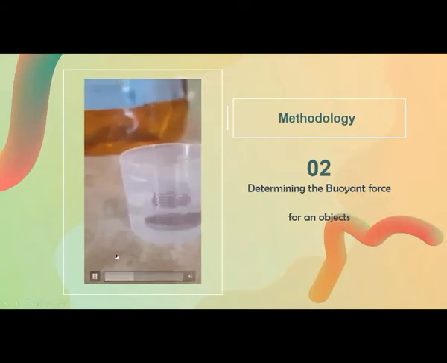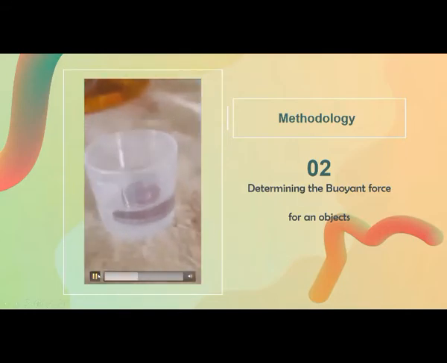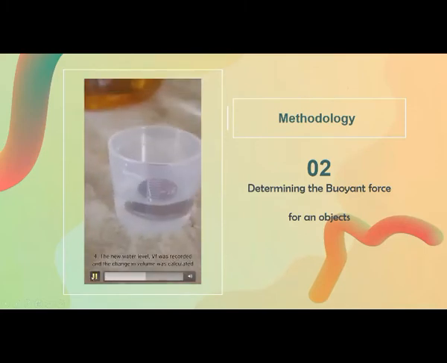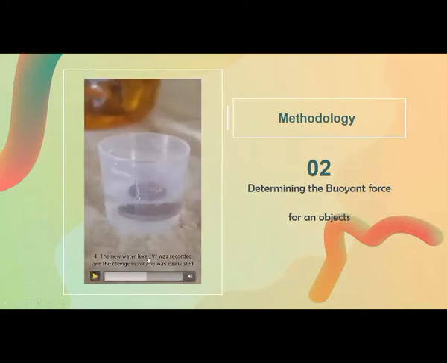And for the fourth step, the new water level, after we submerge the object, will increase. So the water level, which is the VF, was recorded and the change in volume was calculated.